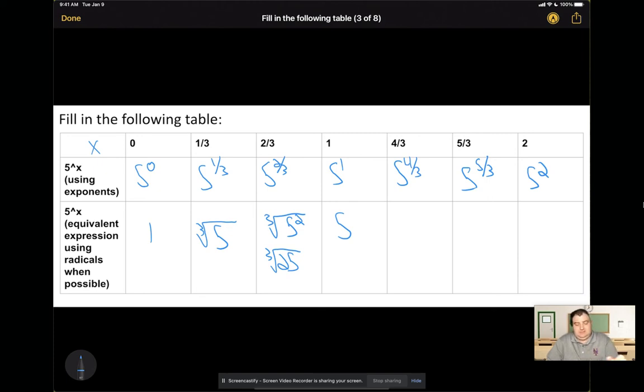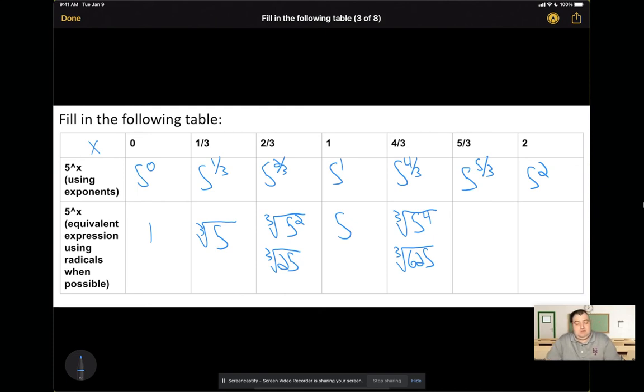So using the same thing as before, if I'm writing this with radicals or roots, the denominator of 3 tells me it's a cube root, and the numerator of 4 tells me it's going to be the cube root of 5 to the power of 4. And if I calculate that, I can write that as the cube root of 625. How did I get 625? Well, 5 to the power of 4 is 625. Okay.